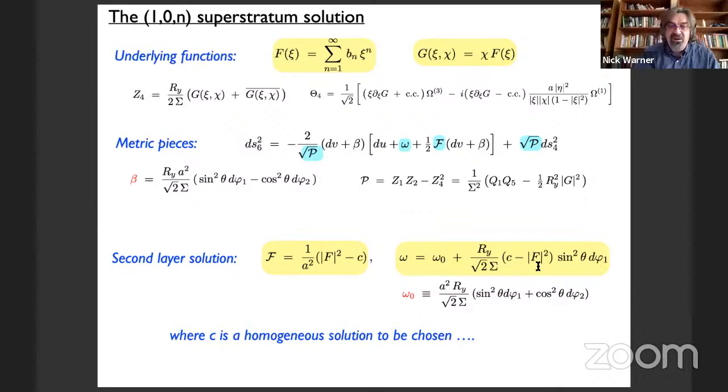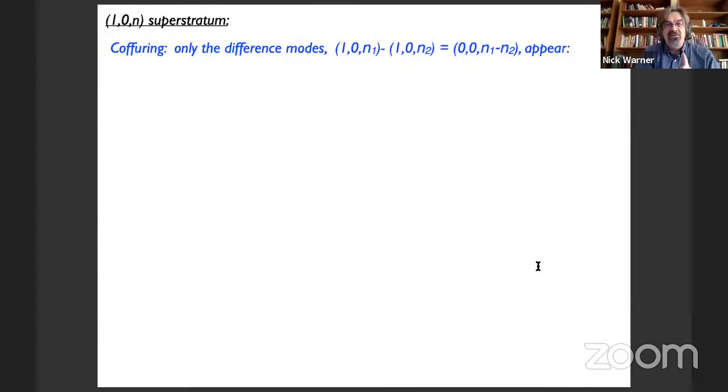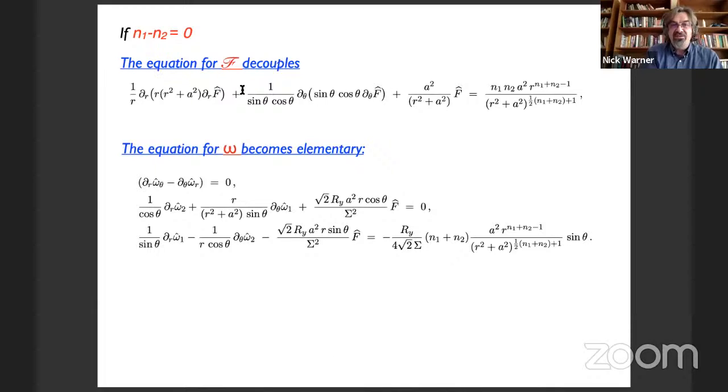No, hold on a sec. Remember, there are two parts of the statement, and this is also important. The different modes: if n1 and n2 are not equal to 0, you can choose f to be 0. And you have to solve this, and this gives you a whole pile of stuff. If n1 and n2 are 0, you also have to solve for f. F does not go to 0. You can't choose a gauge to make it 0.